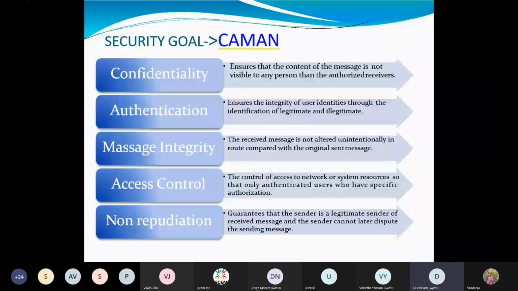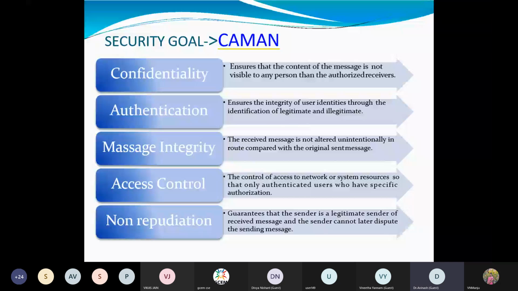And then the message integrity, that is, the message is not altered unintentionally en route compared with the original sent message. In that case, we can say that the integrity is maintained for the particular message. That means whatever message we are sending from the sender side, the same message is received at the receiver side also. So by this way, we can say that the message integrity is also maintained.